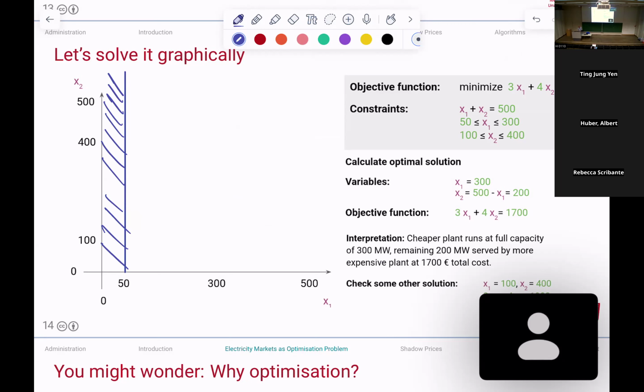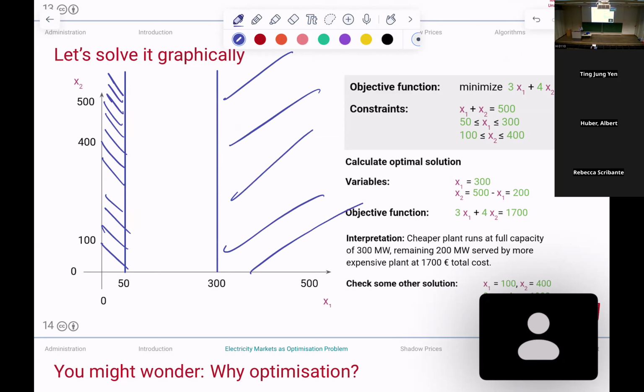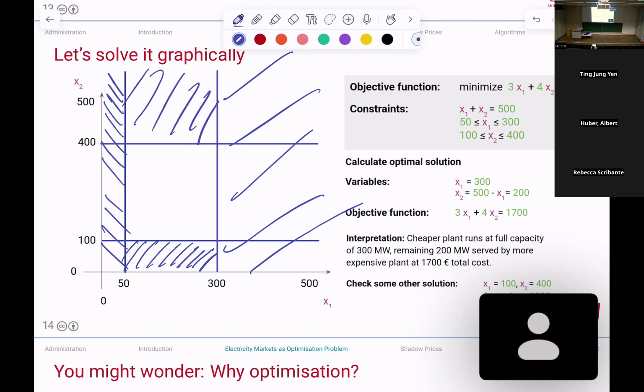My unit 2 can produce anywhere between 100, so this combination is also excluded, and it has to produce less than 400, so all this is also excluded. This gives me, first of all, a feasible range like this one here.